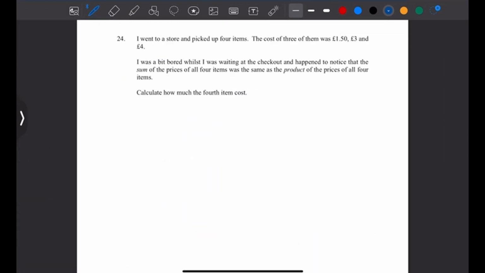Question 24. I went to a store and picked up 4 items. The cost of 3 of them was 1.5, 3, and 4. I was a bit bored whilst I was waiting at the checkout and happened to notice that the sum of the prices of all 4 items was the same as the product of the prices of all 4 items. Calculate how much the 4th item costs. Okay, so first, we are going to find the sum of 3 of the items first.